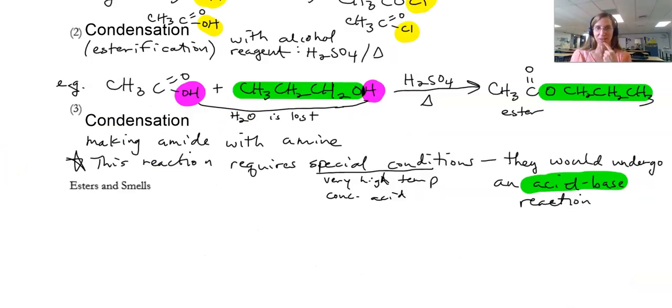And sometimes we'll ask you this: what reaction will happen instead if we tried to do a condensation reaction between a carboxylic acid and an amine? It won't do that. What will it do instead? It will do a normal acid-base reaction. I might as well finish this page.